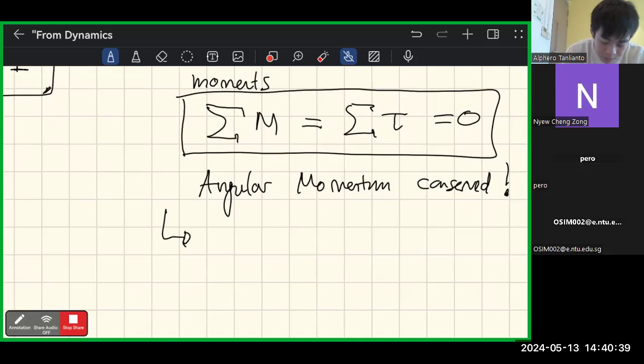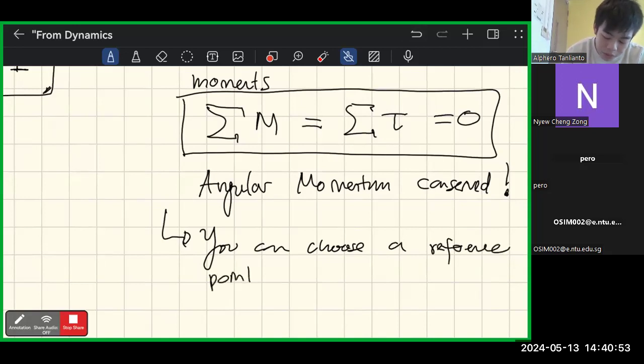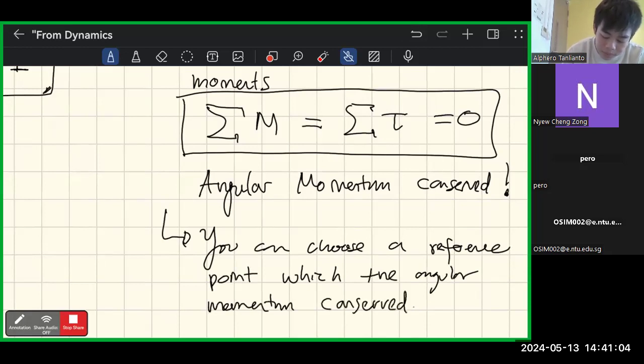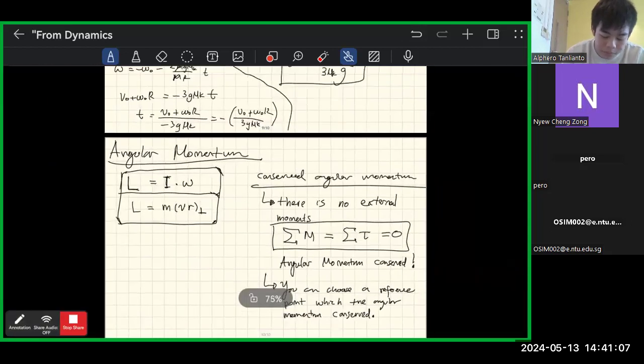Another thing that you can choose is a reference point about which the angular momentum is conserved. And this is actually all about angular momentum.